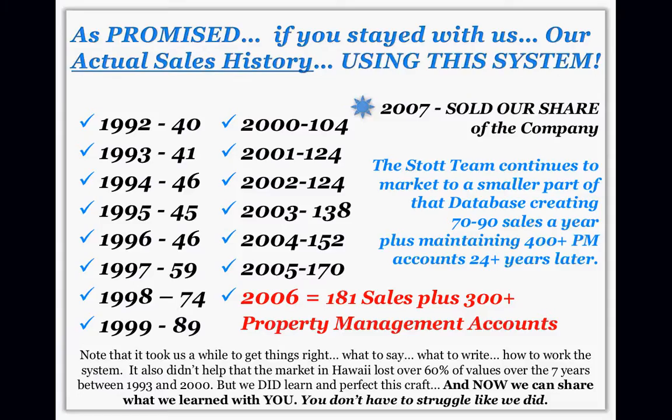So as promised, if you stayed with us, this is our actual sales history using this system. Started the system in 1992, did 40 transactions. The next year, 41, 46, 45. Remember what I told you happened between 93 and 2000 in our market? It went down for 7 straight years. We lost about 60% of value in our market.